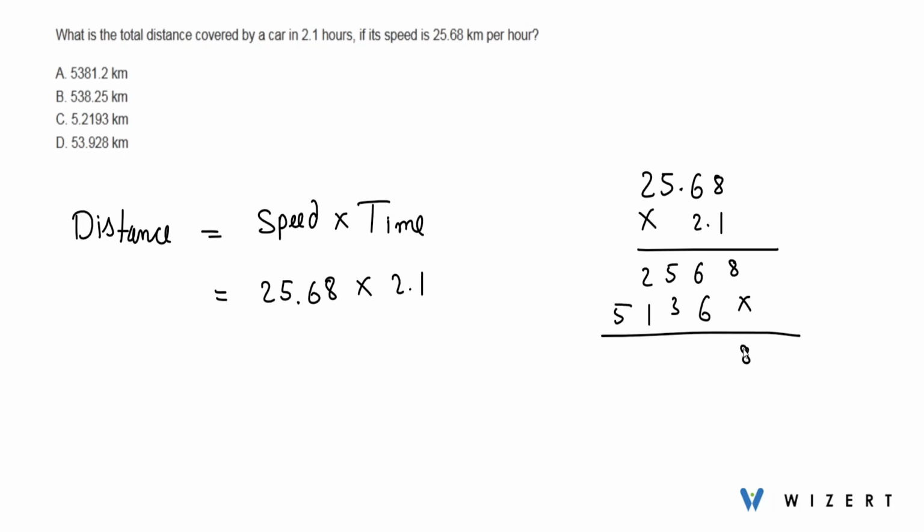So 8, 6 plus 6 will be equal to 12. 5 plus 3 plus 1 will be equal to 9. Then we have 2 plus 1 which is 3 and 5.